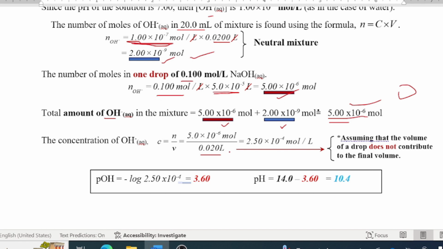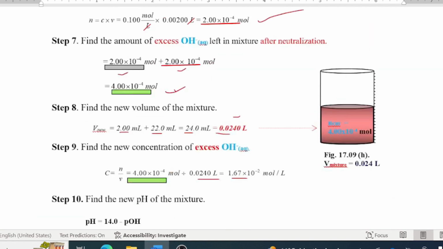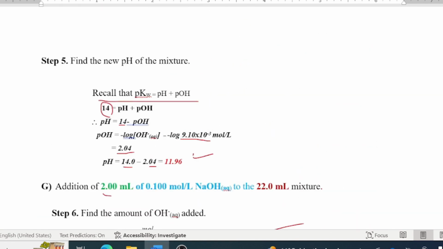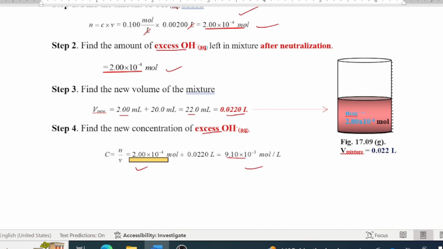So the concentration of the OH will be equal to this value here divided by the volume of the solution, and this is what you get. So pOH now is equal to negative log of that. Subtract from 14. So look, the pH was 7, and that 1 drop is able to change it to 10.4. So don't underrate the value of 1 drop of sodium hydroxide. So that is how you do changes in pH when you do an acid-base titration.